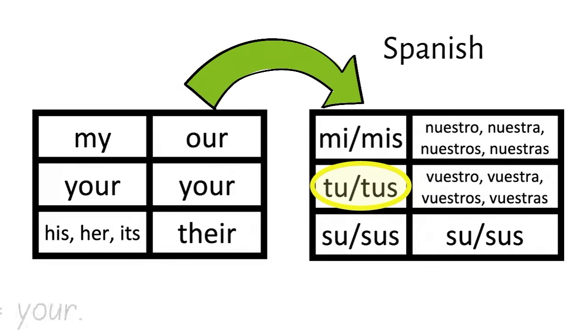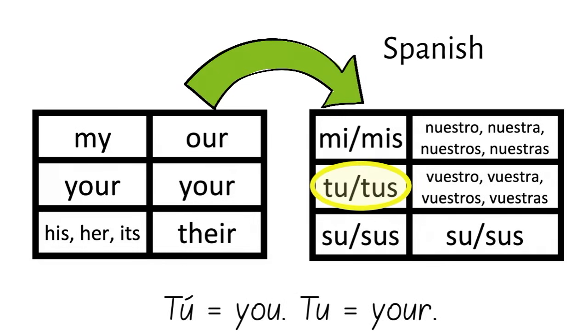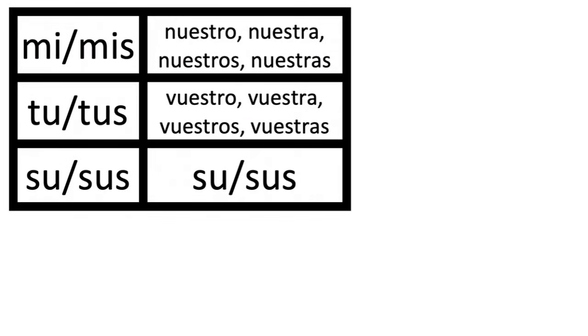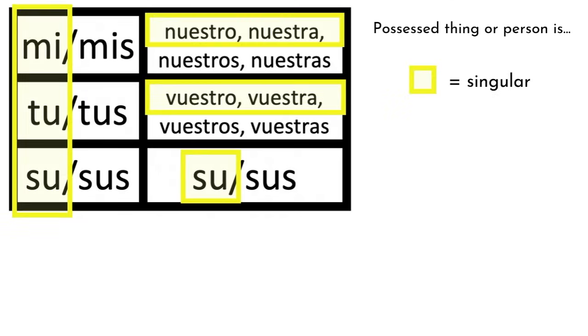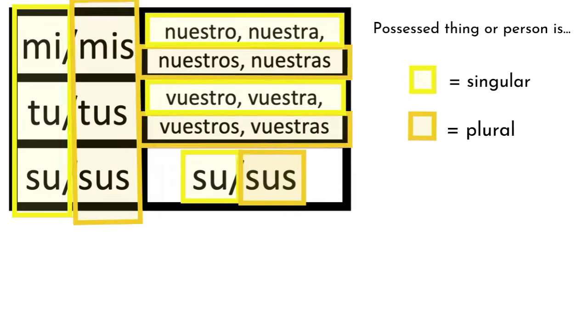Note that this tú is not a subject pronoun. Tú with an accent means you, but this one without an accent means your. So, Spanish has a similar breakdown to English, but it adds another layer of agreement based on the possessed thing or person. Singular, plural, and for nuestro and vuestro, gender.